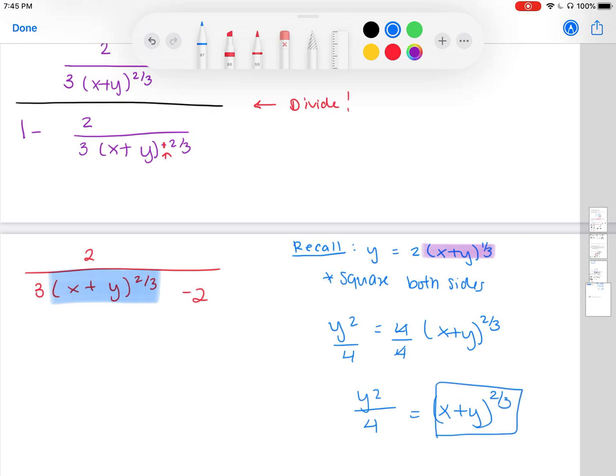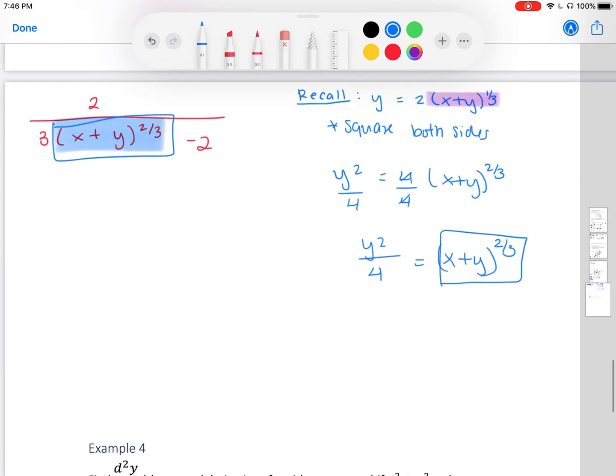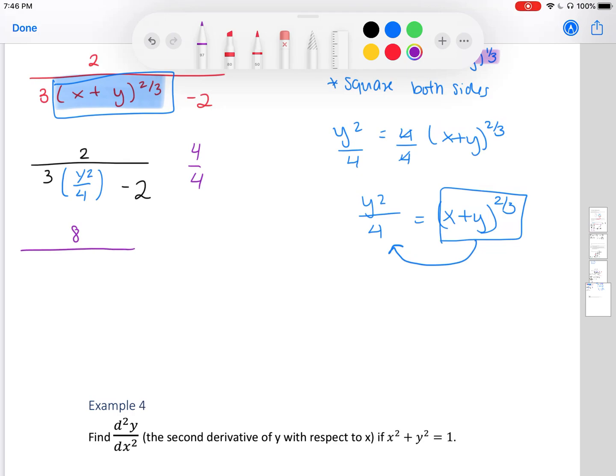And isn't this the same as this? Yeah, so we can replace it with what it's equal to. So that we have 2 over 3, and instead of (x plus y) to the 2/3 power, I'll replace it with y squared over 4, minus 2. All right, to get rid of that denominator of 4, we can multiply the top and bottom by 4. So we get 8 over 3y squared minus 2. And that was just to clean up our derivative.